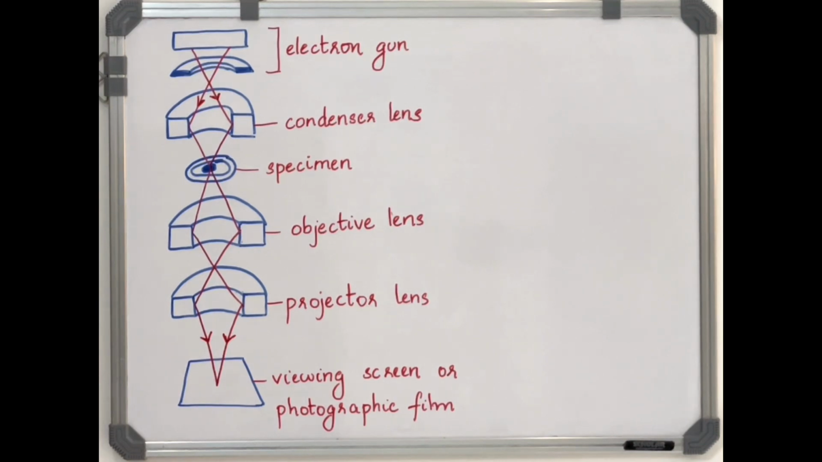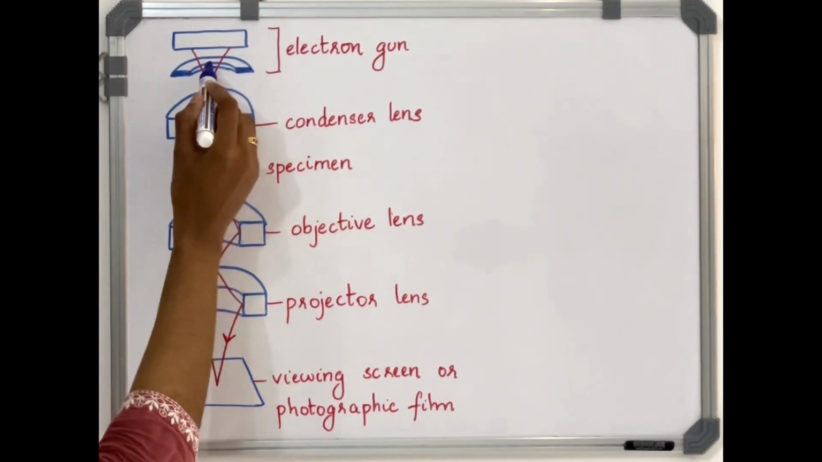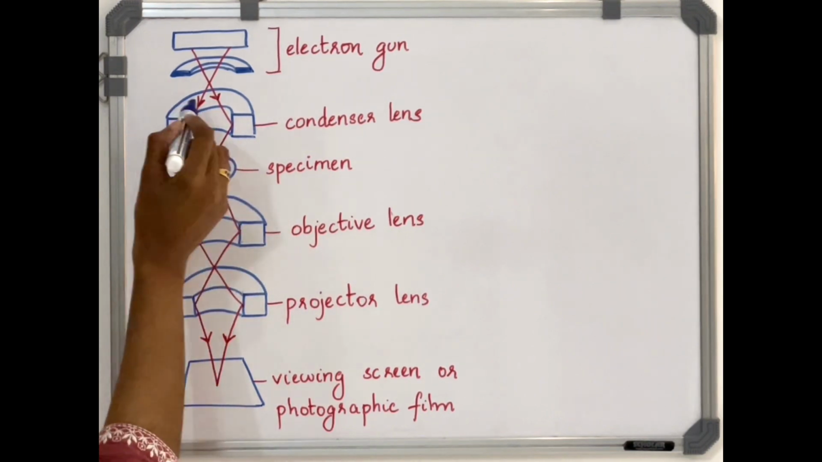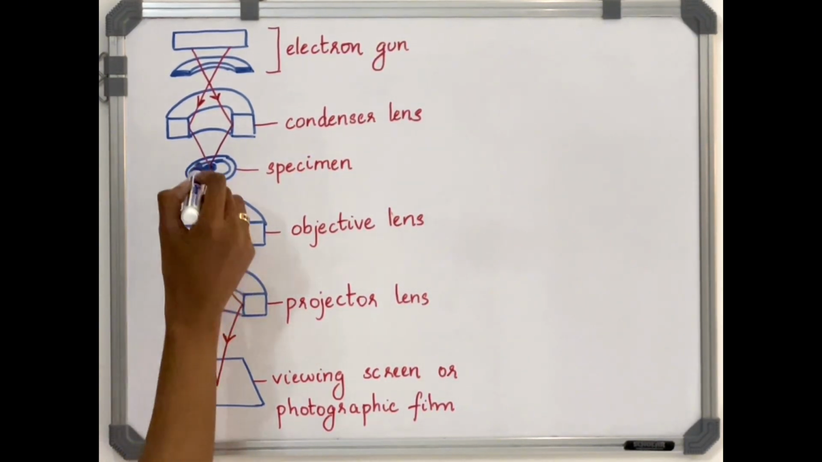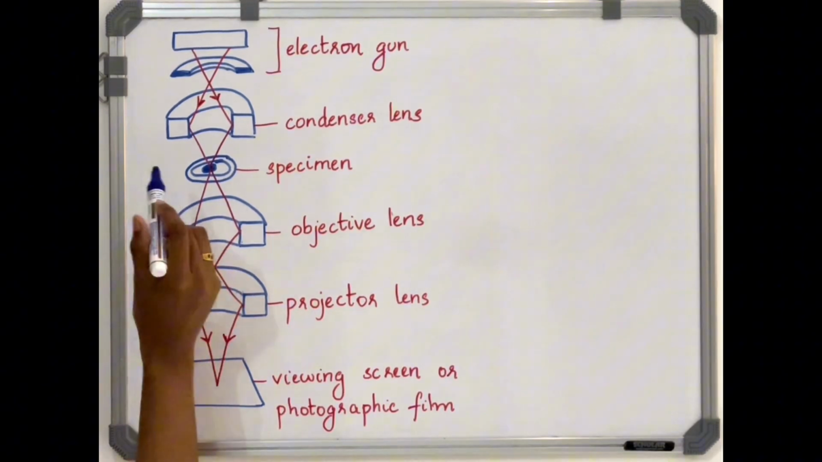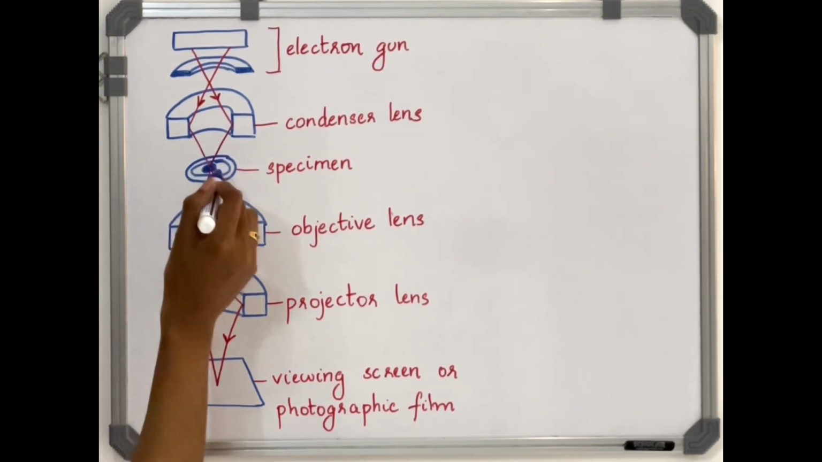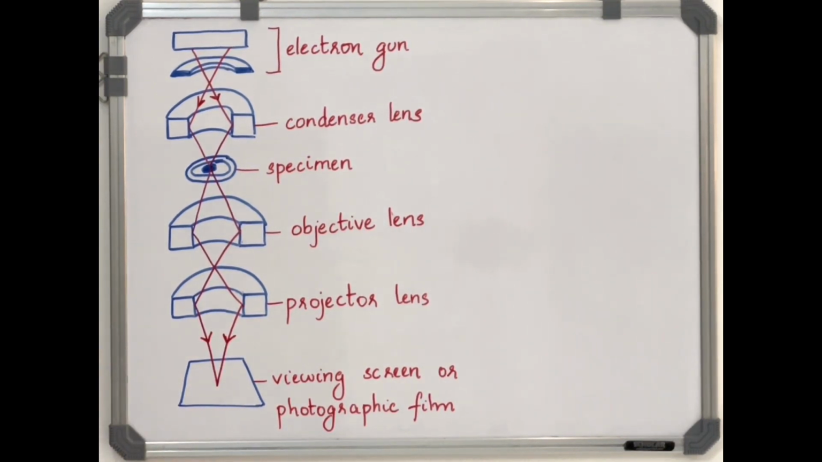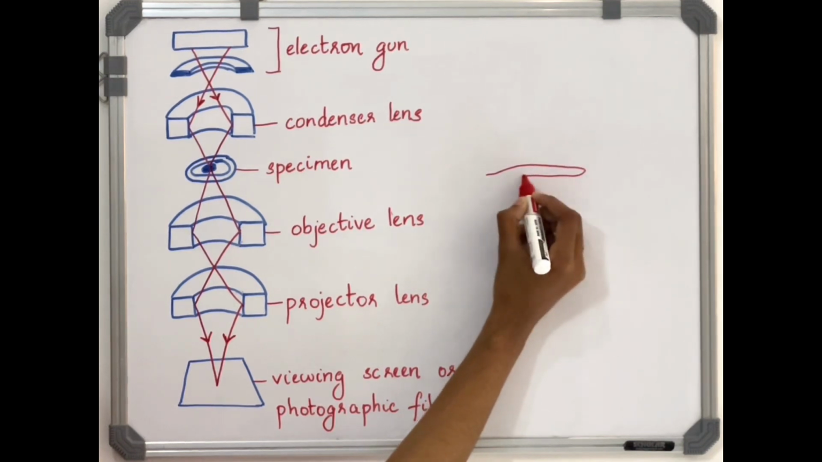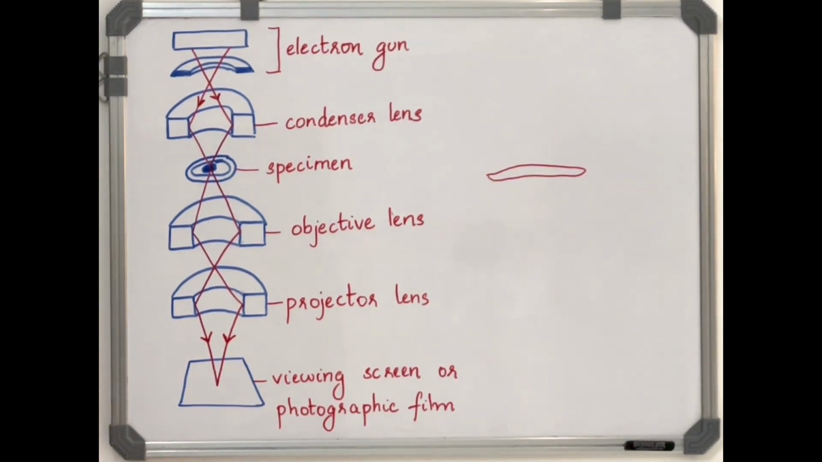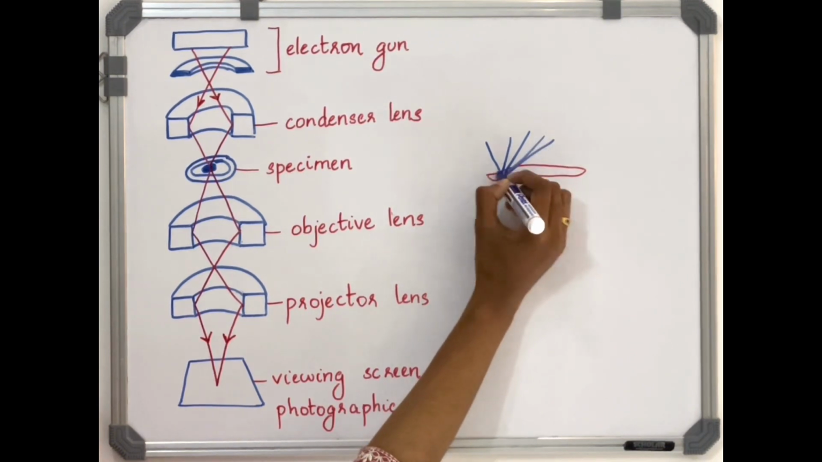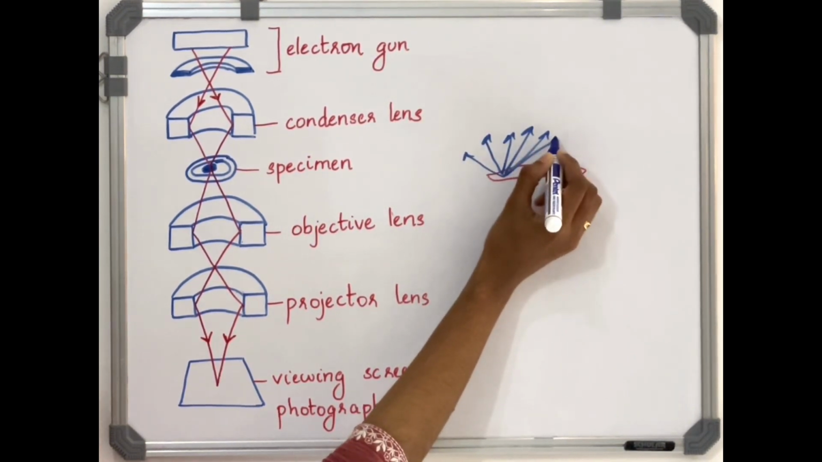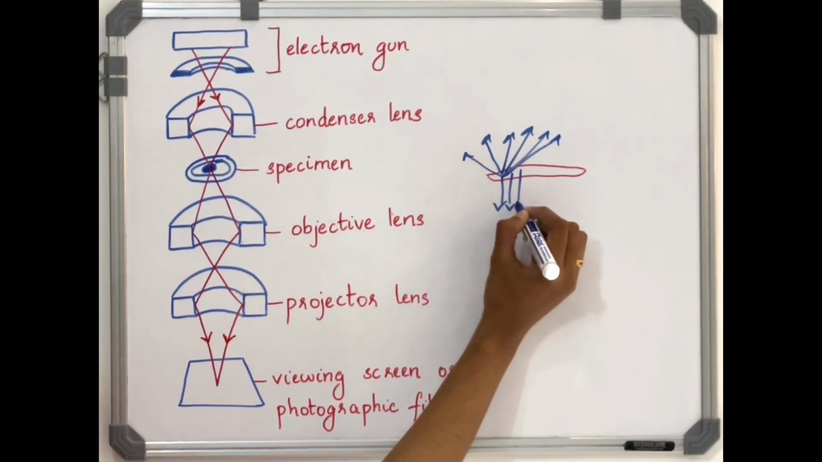Now let's see the working principle of the transmission electron microscope. As we said before, the heated tungsten filament in the electron gun emits electrons, and these electrons are focused onto the specimen by the condenser lens. The specimen will scatter some electrons, and only the electrons that pass through, that is, only the transmitted electrons, are used to form the image. Now see, this is the specimen. A dense region of the specimen will scatter more electrons, and only a few electrons will be transmitted through the specimen.